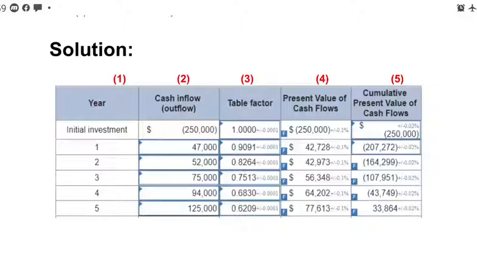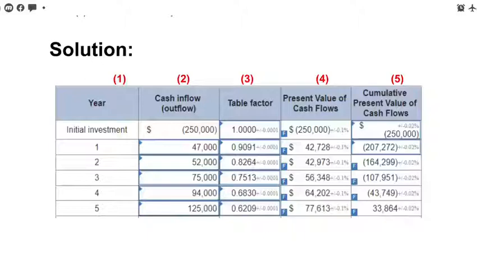And then after that, you prepare column number 5. Column number 5 is the cumulative present value of the cash flows. So the initial investment is 250,000. And then how to get the number in year 1? You have to add the initial investment, negative $250,000, plus the year 1 number in column number 4, plus positive 42,728. You will get negative 207,272.